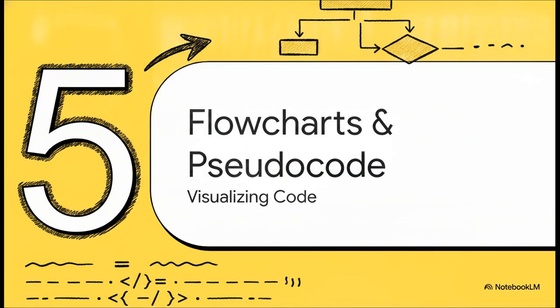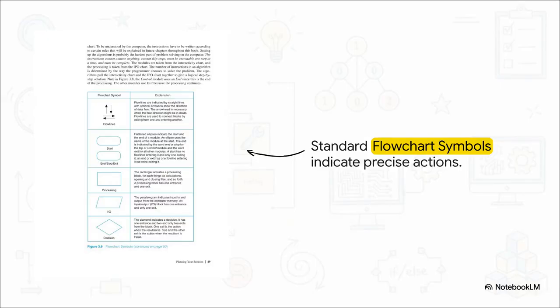Once our data flow is fully charted out, we move to Section 5, Flowcharts and Pseudocode. You are absolutely gonna need to know these standard flowchart symbols for your exams. Flowcharts use specific shapes to strictly dictate actions. Flattened ellipses, those are for the start and end of a module. Rectangles are exclusively used for processing blocks, like mathematical calculations. Parallelograms indicate input to and output from the computer's memory. And diamonds represent decisions, where the flow literally splits based on a true or false condition. Knowing these universal symbols means any programmer, anywhere in the world, can read your logical plan.